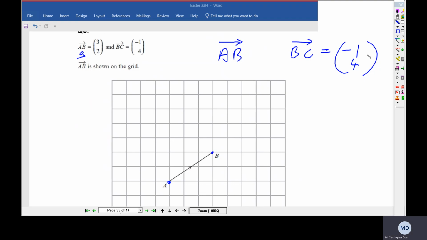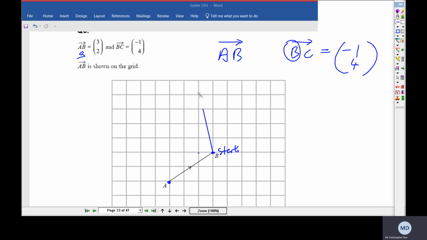Emmanuel, is this making sense? So start at B, where it says B here. Start at B. And then you need to go minus 1. Is that left or right? I'm going to put a little dot there. And then 4. What does 4 mean? Up or down? Up. 1, 2, 3, 4. Now what do you do? Yeah, that's it. 1 mark for drawing.